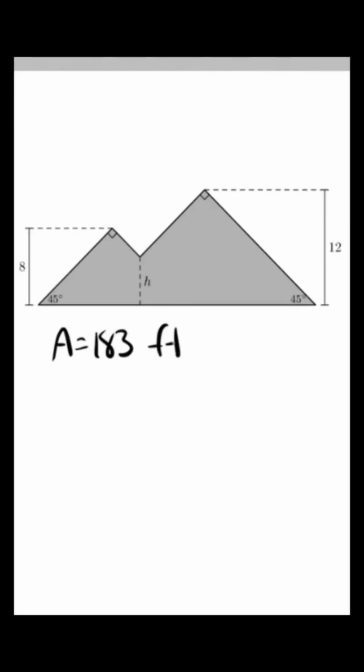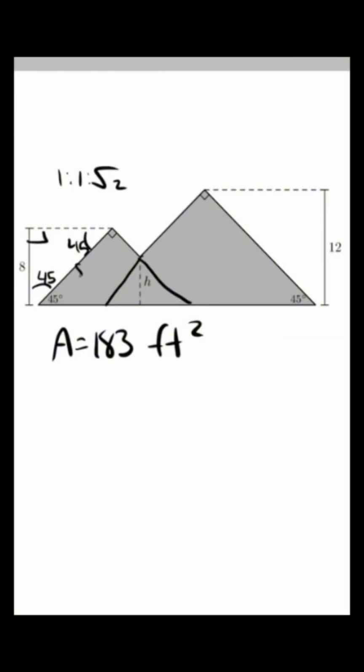In this problem, we know that the area of the whole figure is 183 feet squared, and it's asking us what h is. We can immediately notice that the figure is two 45, 45, 90 triangles overlapped together. Looking at the bottom left of the figure, we can see that the whole angle is a right angle, and so the angle as shown is 45 degrees. Then since the angle in the top left is a right angle, the triangle outside of the figure is a 45, 45, 90 triangle as shown.